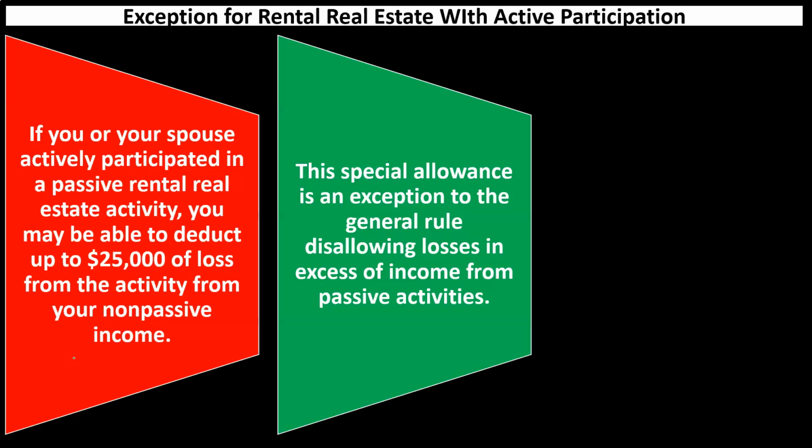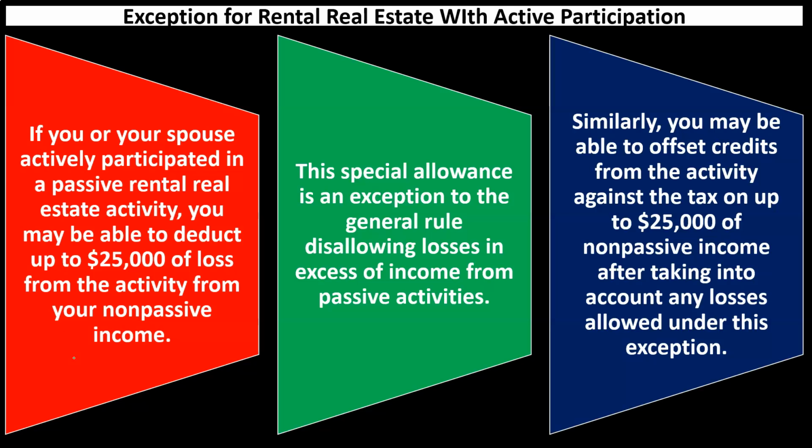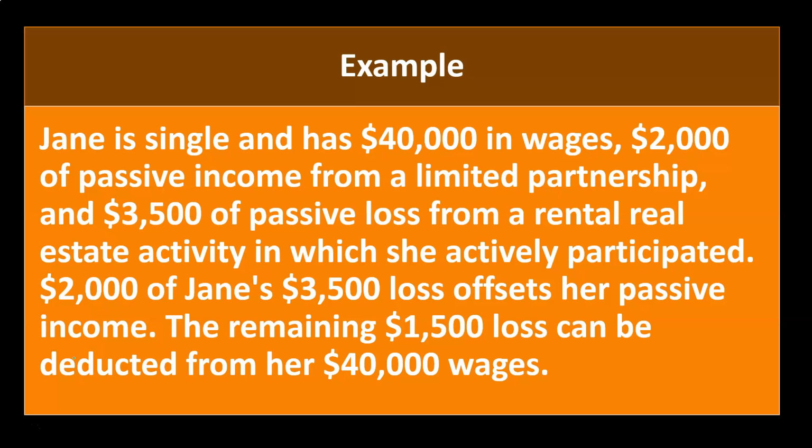So this special allowance is an exception to the general rule disallowing losses in excess of income from passive activities. The default rule is that you can't have losses, because we're going to say it's passive unless you have passive income to net it against. But now we have this exception: if you actively participate, that's the $25,000 of losses you can take against other types of income that would roll into the first page of the 1040 and possibly net against income such as W-2 income. Similarly, you may be able to offset credits from the activity against the tax on up to $25,000 of non-passive income after taking into account any losses allowed under this exception.